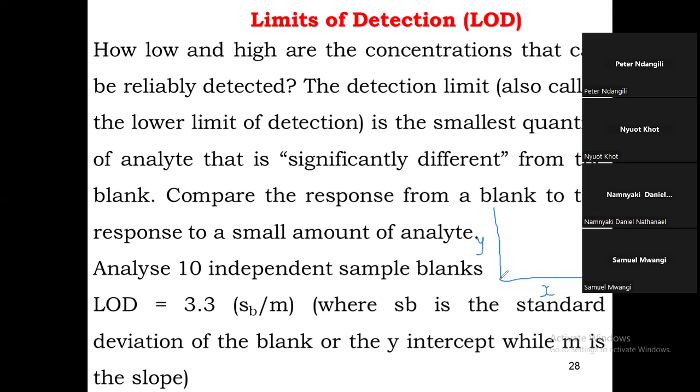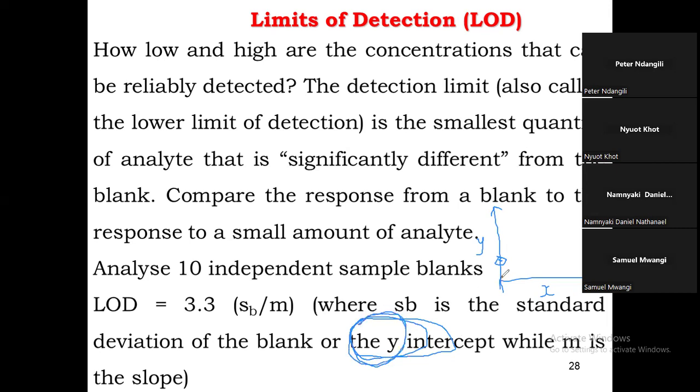At zero analyte concentration, that corresponds to X is equal to 0, and X is equal to 0 is actually the Y-axis. Now, that Y-axis is going to give you some signals. It's going to give you a signal, a signal, signal. So that is why I am saying that the standard deviation of the blank is also the Y-intercept, because that measurement, you are doing it at zero analyte concentration.